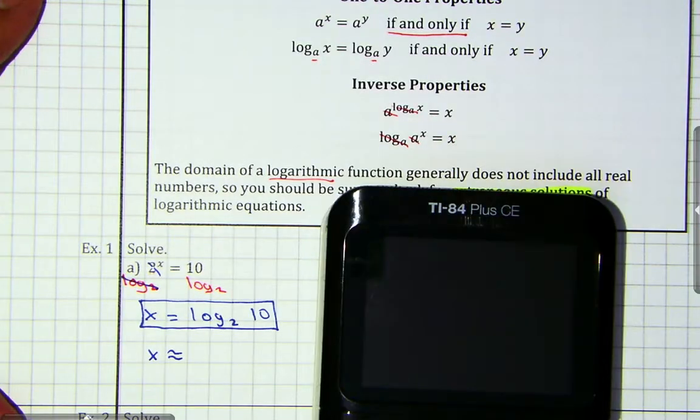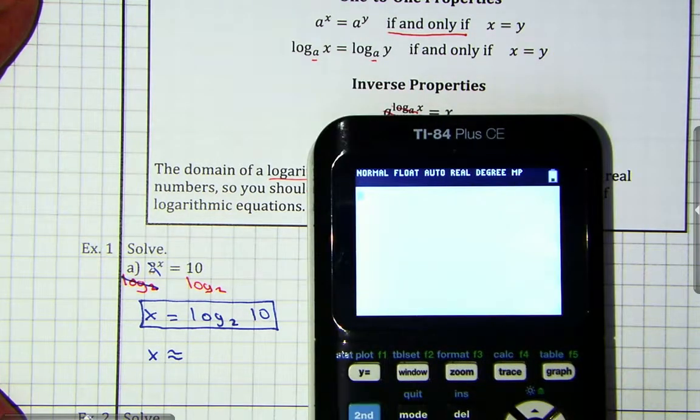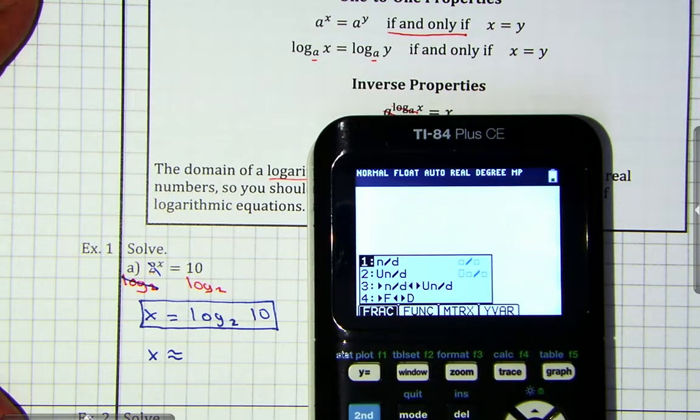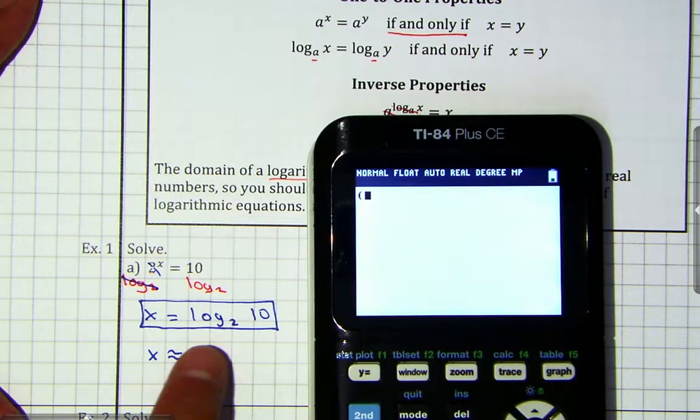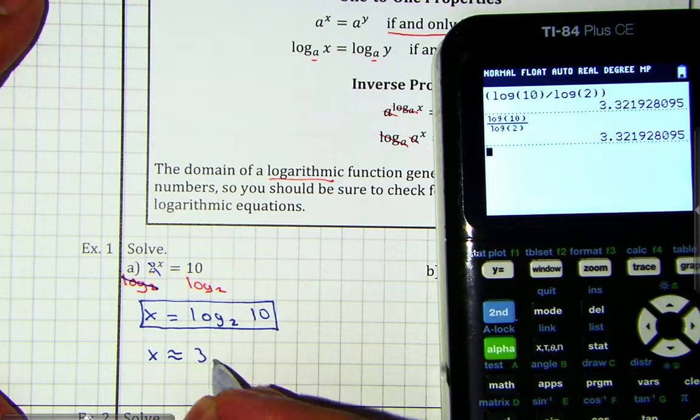Now, if you have an older calculator, remember that you won't be able to type this in to the calculator. So what we need to do is the change of base. I'm going to go into my fraction bar, or I can just do parentheses: log of 10 over log of 2. But most of the time I prefer to use my fraction bar, it makes it a little easier to see. So log of 10 over the log of 2 will be 3.32, approximately 3.32, and you can give me 2 decimal places.